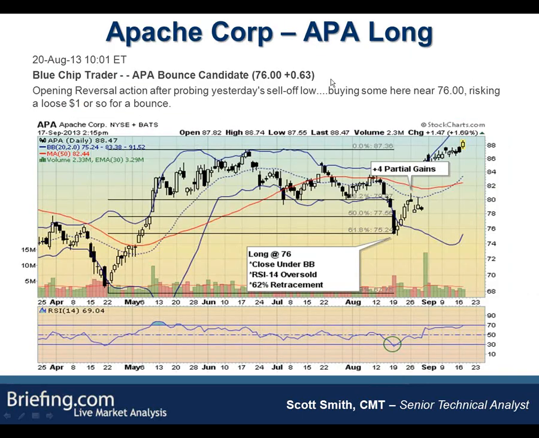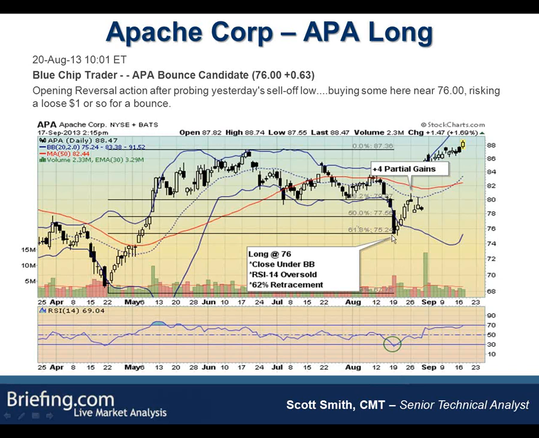Here's another example, Apache. On August 20th, the stock was getting hit really hard, down from about 82 to 70, I think it was 75, 74 in about 5 days on heavy volume. But it came up on my screen, again, as an oversold candidate on TA scans. RSI 14 was under 30. There was a 62% retracement off the spring lows and the summer highs. Price was closing below the lower Bollinger Band. You had a gap and a wide range bar down. The stock just looked ripe for some sort of bounce.